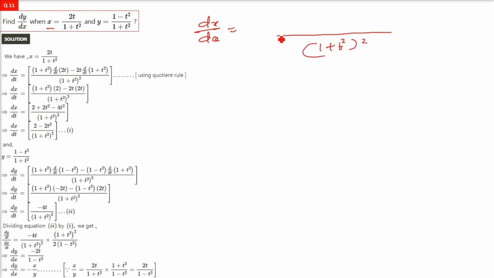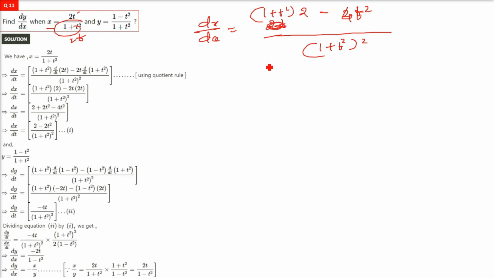1 plus t square whole square in the denominator, 2t, 1 plus t square will remain like that. And 2t differentiation will be what? 2 minus this 2t will come in front. 1 plus t square differentiation will be again 2t. So 2t, 4t square. 4t square.